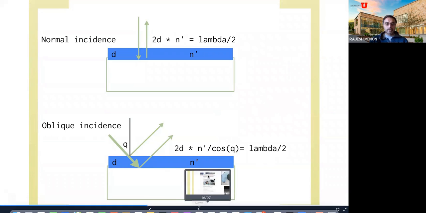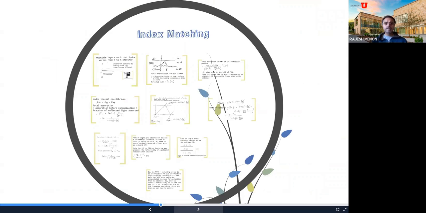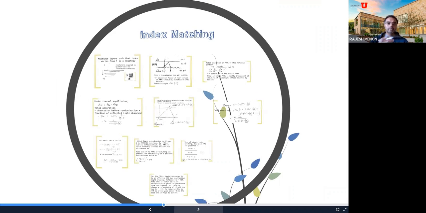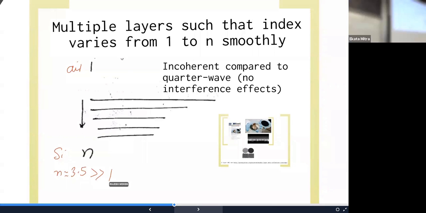And of course, people are clever, so people have figured out ways to solve it. Let's talk about that next. This is the idea of index matching. Now, as I said at the very beginning, the main reason we are having these reflection losses is because there is an index mismatch between air, refractive index of 1, and the solar cell, silicon, right? This n is, like I said before, about 3.5 or so, which is quite high, much higher than n1, right?